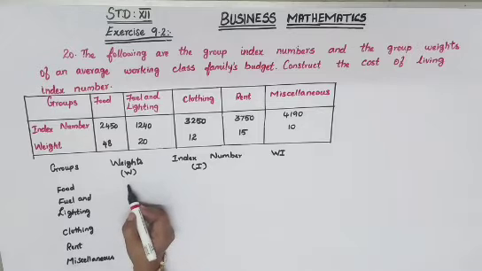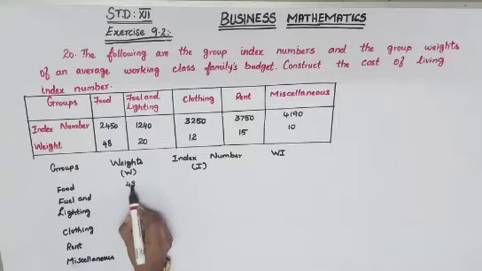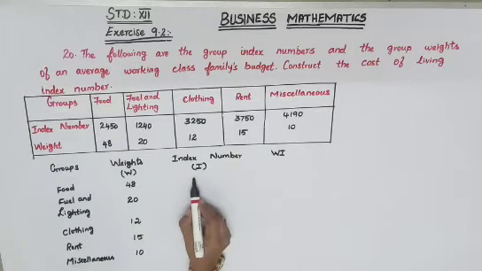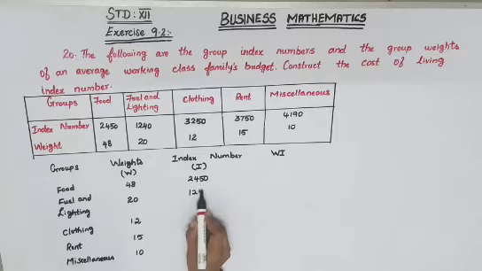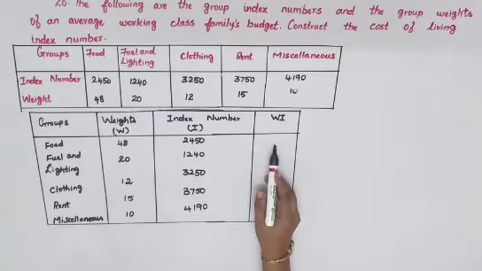The weight is given in this column. Okay, so it is 48, 20, 12, 15, 10. Then your index number is this column: 2450, 1240, 3250, 3750, 4190. Now we'll have to multiply WI.